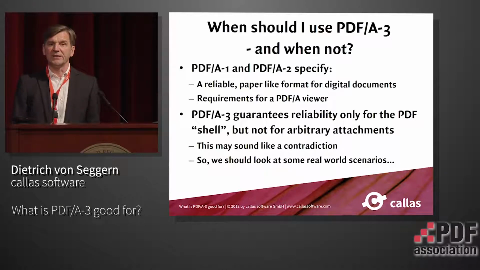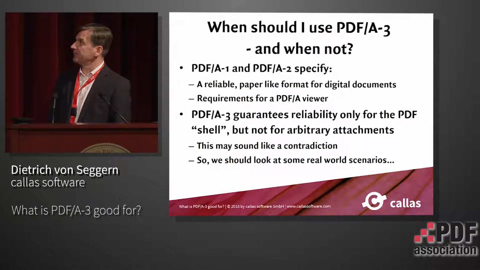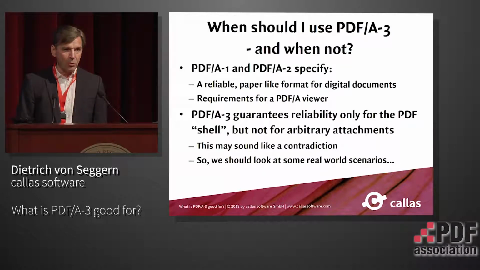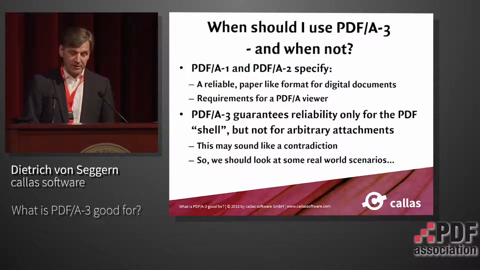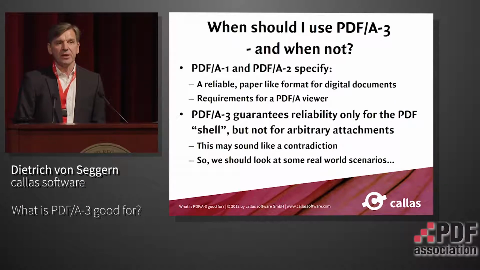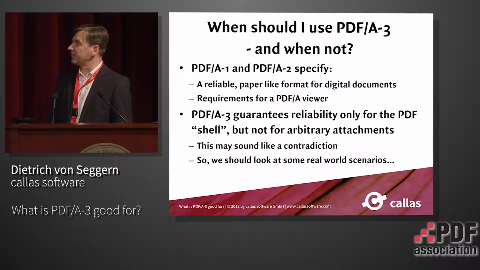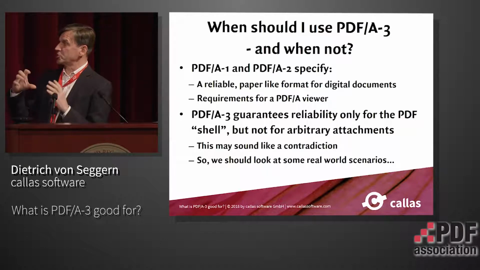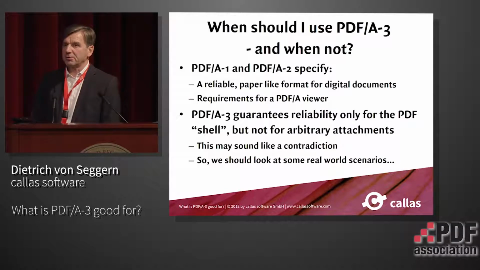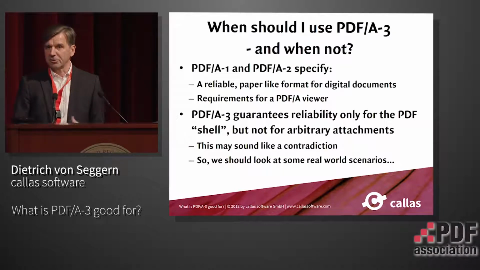You can just do a validation of the file format, and then you're sure that this is a PDF A file. And PDF A1 and 2 also specify how a PDF A viewer should deal with that data inside of a PDF file. It's obvious PDF A3 cannot guarantee that for the whole container with attachments. It can only guarantee archivability and reliability for the shell or for the container. And to many people, when they first hear about PDF A3, including myself, that seemed to be a contradiction.